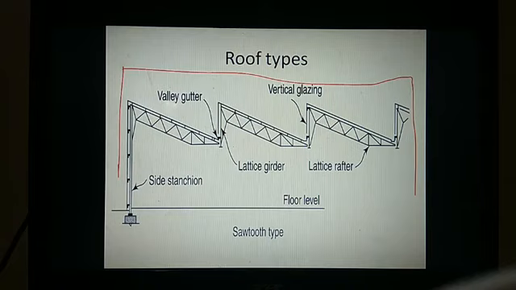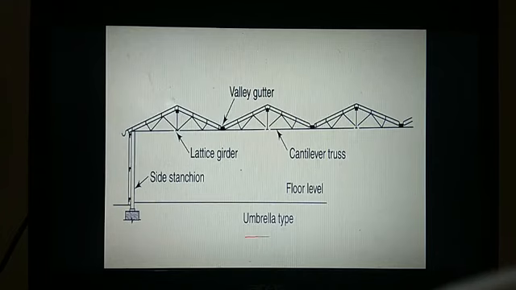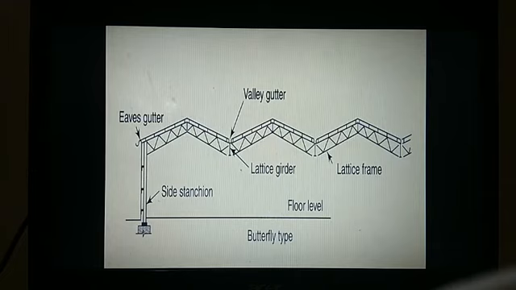So this is called sawtooth type. You can see over here, this is called sawtooth type. This is called umbrella type, and this is called butterfly type, which is in the form of a zigzag. So this is called a butterfly type roof system.